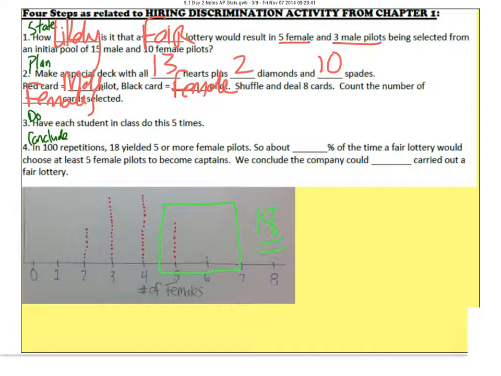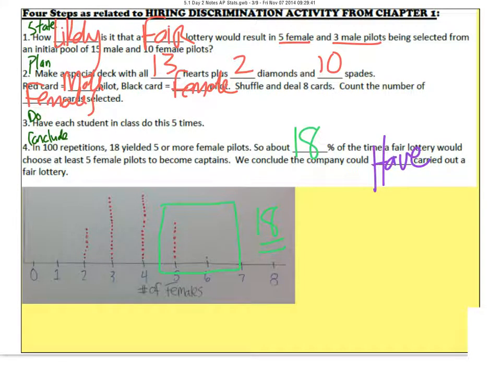So let's make our conclusion. In 100 repetitions, 18 yielded 5 or more female pilots. Because if 5 was unlikely, 6 was unlikely, 7 was unlikely, so count those too, as more extreme cases. So that is about 18% of the time. In a fair lottery, would we choose at least 5 female pilots to become captains? From this, we conclude that the company could have carried out a fair lottery.